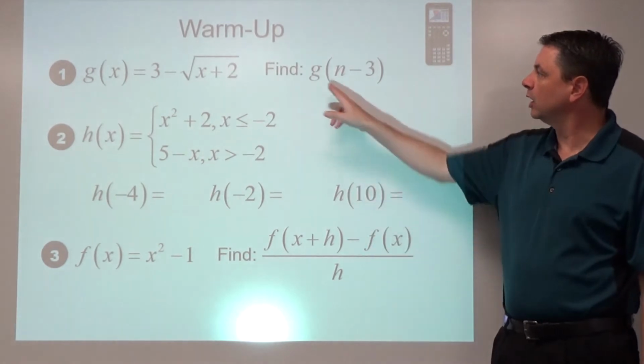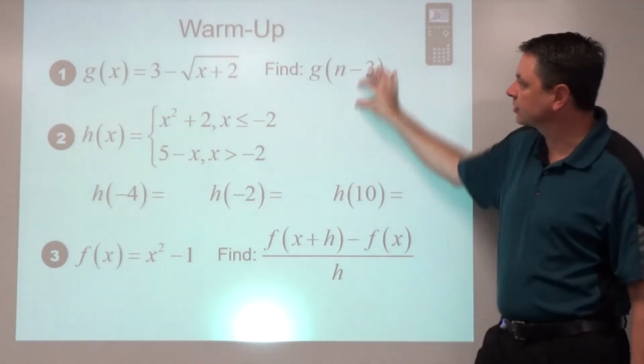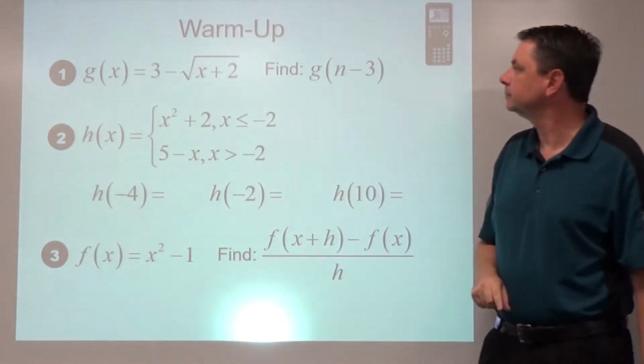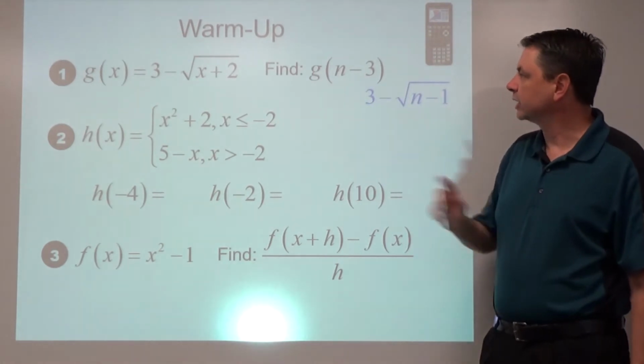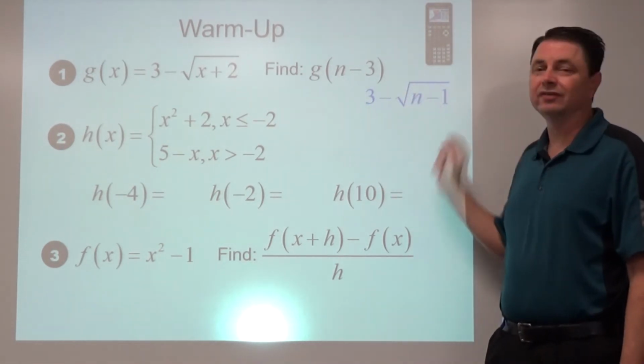All right, number 1, we're doing g of n minus 3, which goes right there. So we're going to get 3 minus the square root of n minus 1.